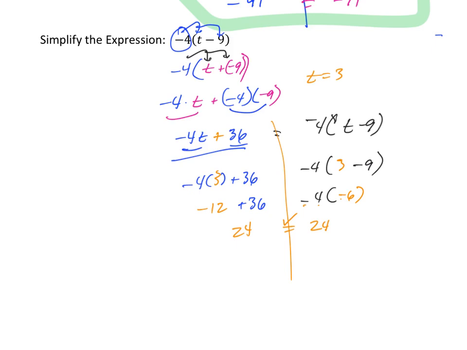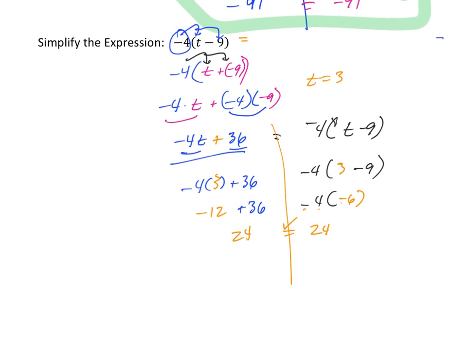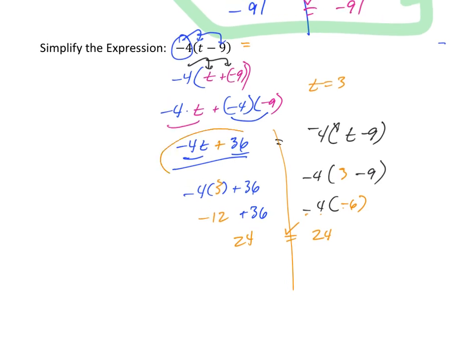So we can say that -4 times t minus 9 is equivalent to -4t plus 36. Okay, so just to remember, this is our answer. Okay, that's what we simplified to. We didn't solve. Some of you will try and confuse that and put solve in. We're not going to solve. Okay? All right.